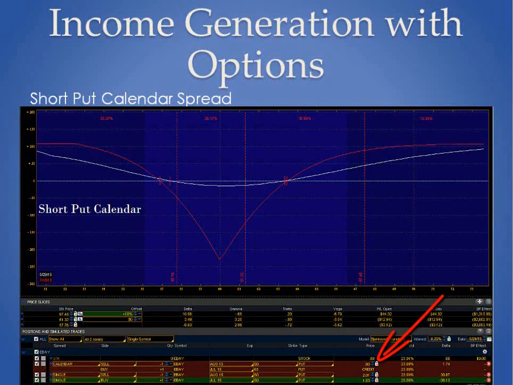So this is going to get a little confusing because everything is 60. But we sold the August 15 at a strike price of 60, and we received a credit of $2.01. And then we bought the July 15 60 puts, which is the closer duration, for $1.53. Now remember, whatever the name of the calendar is, short put calendar, it's because we're short the longer duration.